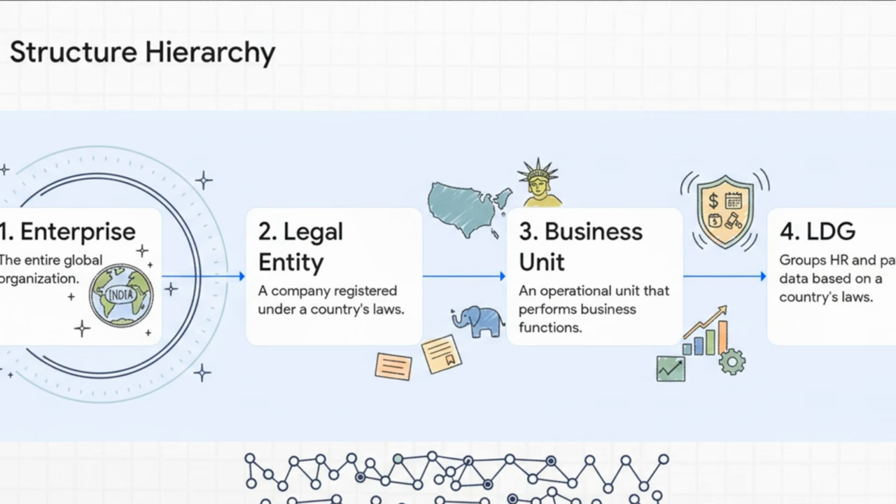Now, this one is very important. An LDG is basically a box that holds all the rules for a particular country, rules about payroll, taxes, and HR. So for your company in India, you will have an Indian LDG with all the Indian laws inside it. And for the US, you'll have a separate US LDG with American laws.